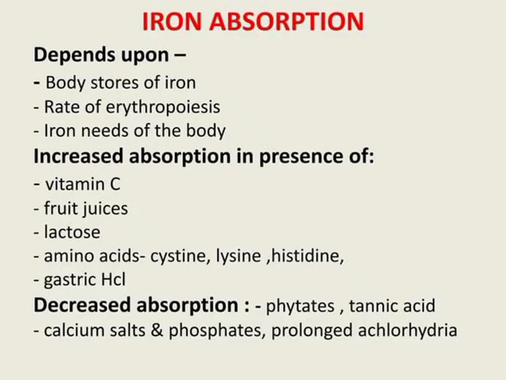Some factors decrease iron absorption, such as phytates found in cereals and grains, tannic acid present in tea and coffee, calcium salts and phosphates, prolonged alcoholism, and achlorhydria, which means reduced stomach acid secretion. These are also some of the factors which decrease iron absorption.